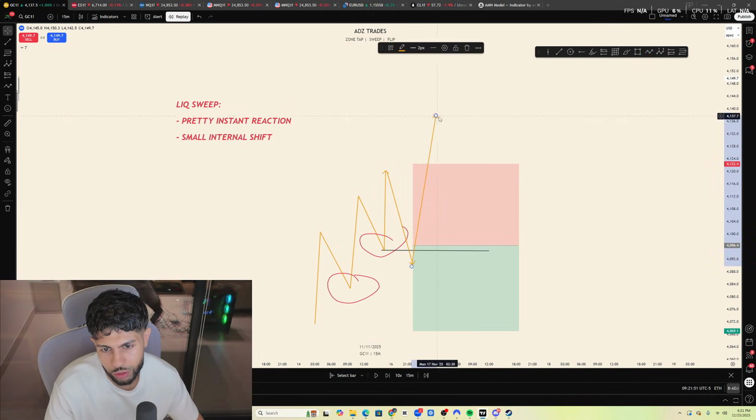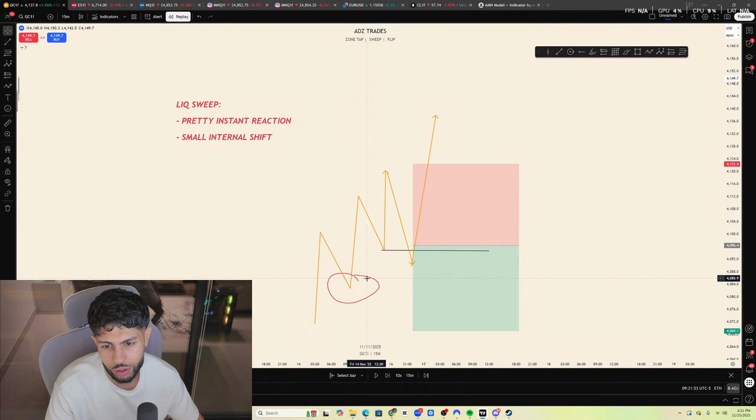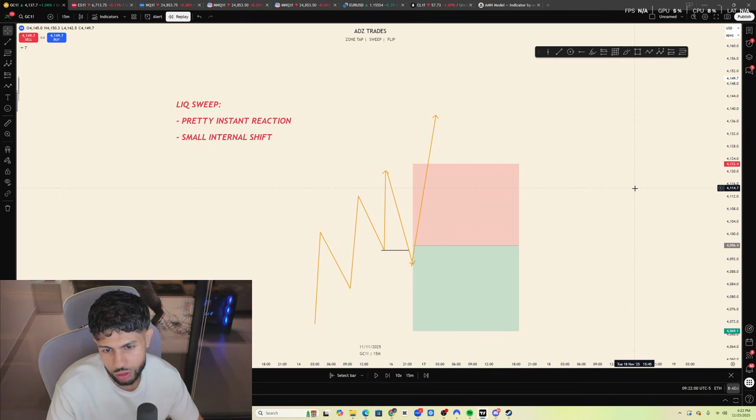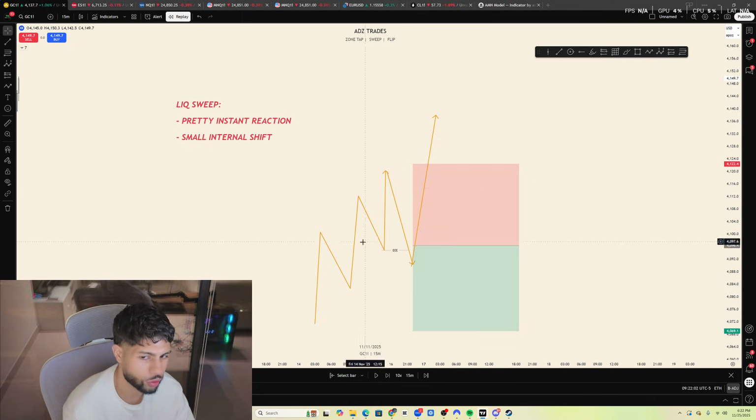And what did we do? Thank you very much. They became our liquidity. So you can see they thought this was a break of structure, but indeed this was just liquidity. So what can we do to help identify this?